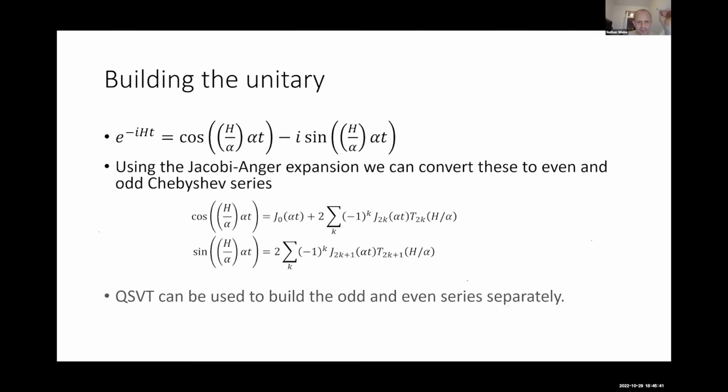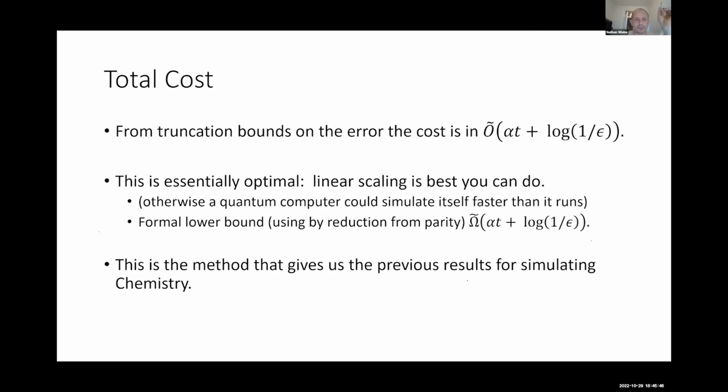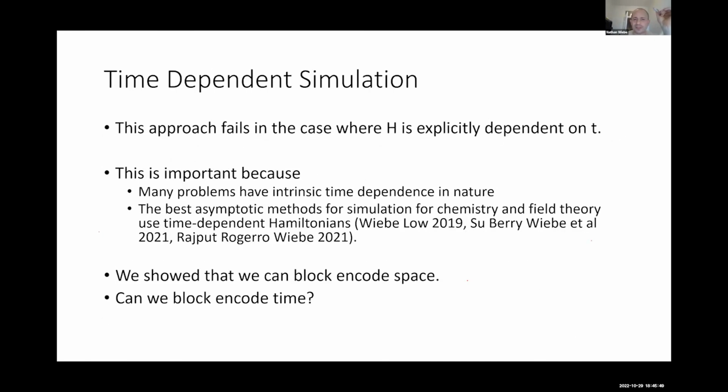So let me skip over all of this because I'm almost certainly running out of time. But the last thing that I want to talk about that you can do with block encodings is this question about time-dependent simulation. Previously, we showed how you can build block encodings for space, in a sense. We can take a matrix, A, and crunch it into a block of a larger unitary in this form. But the question is, is it possible to also block encode time?